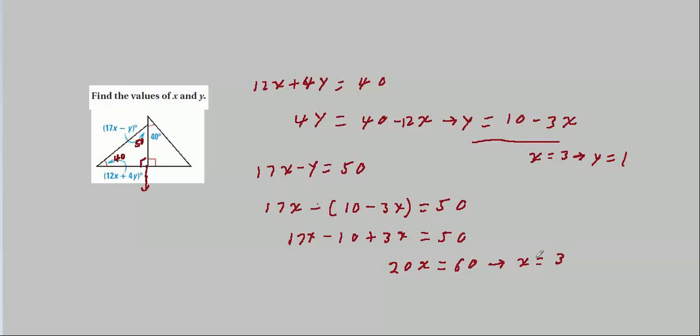Well, that puts us halfway there. But we still don't know what y is. But we have this expression here for y. We just plug our 3 into here. So when x equals 3, that means y equals 1. So the values are x equals 3 and y equals 1. And we can double check. We have here 3 times 17, well, that's 51, minus y, which is 1, that's 50, and this is supposed to be 50 degrees. So our quick little check shows that 3 for x and 1 for y are in fact correct values.